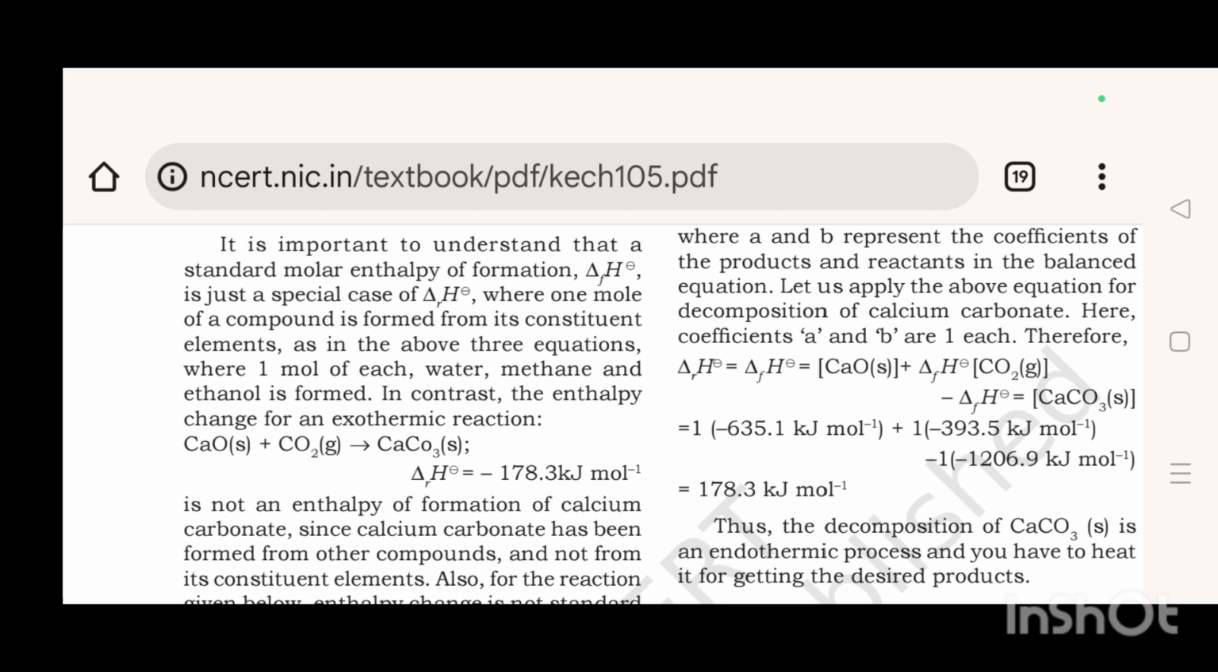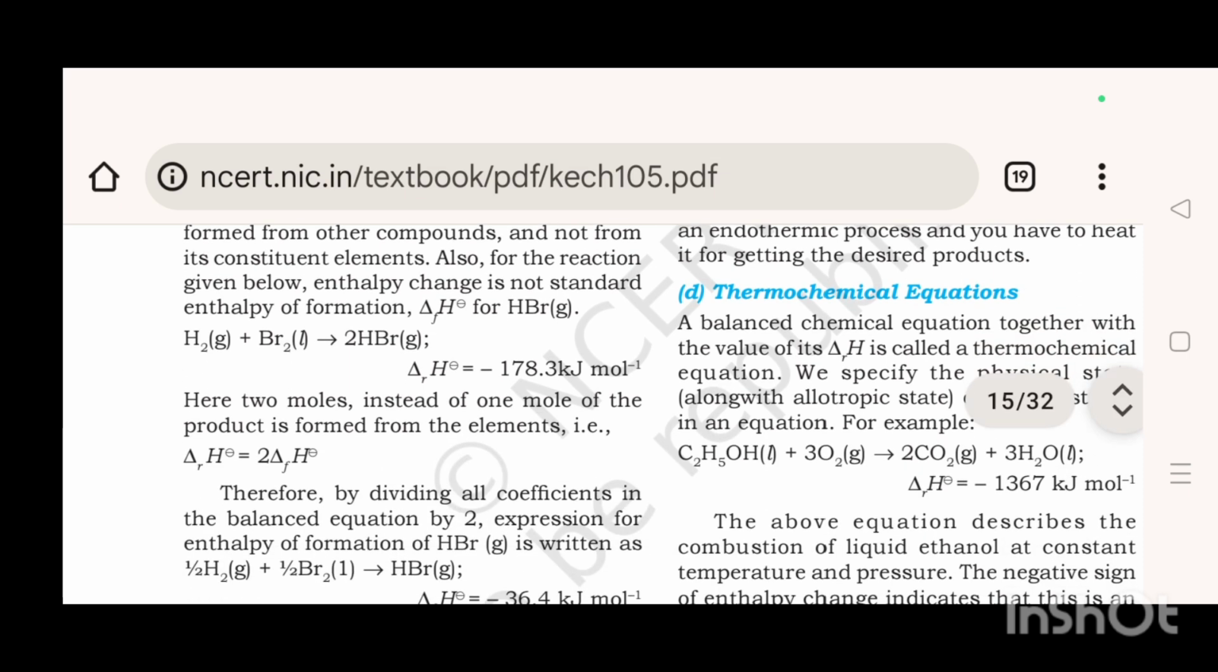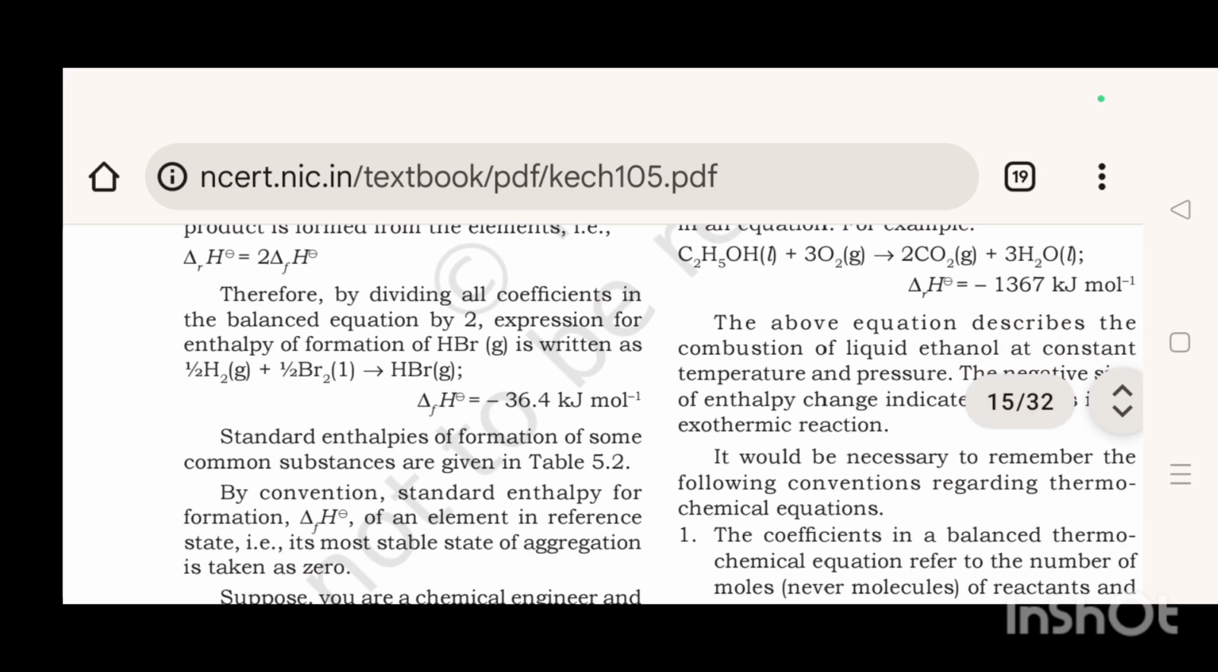In contrast, the enthalpy change for the decomposition reaction is not an enthalpy of formation of calcium carbonate, since calcium carbonate has been formed from other compounds and not from its constituent elements. Also, for the reaction given below, the enthalpy change is not a standard enthalpy of formation. Here 2 moles instead of 1 mole of the product is formed from the elements. Therefore, by dividing all coefficients in the balanced equation by 2, the expression for the enthalpy of formation of HBr is written as half H2 plus half Br2 gives HBr.